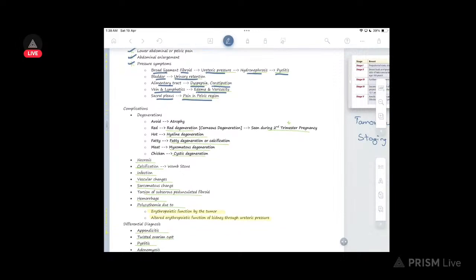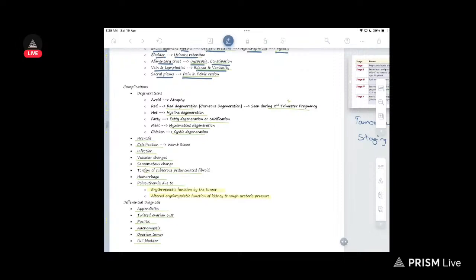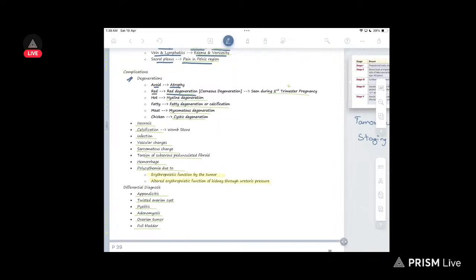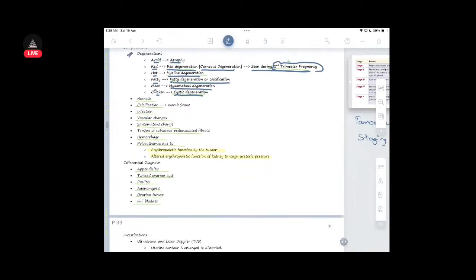Then complications: degeneration. It may lead to atrophy, or red degeneration, which is carneous degeneration seen in second trimester pregnancy. Then hyaline degeneration, fatty degeneration or calcification, mixed edematous degeneration, and cystic degeneration. All of them can occur.